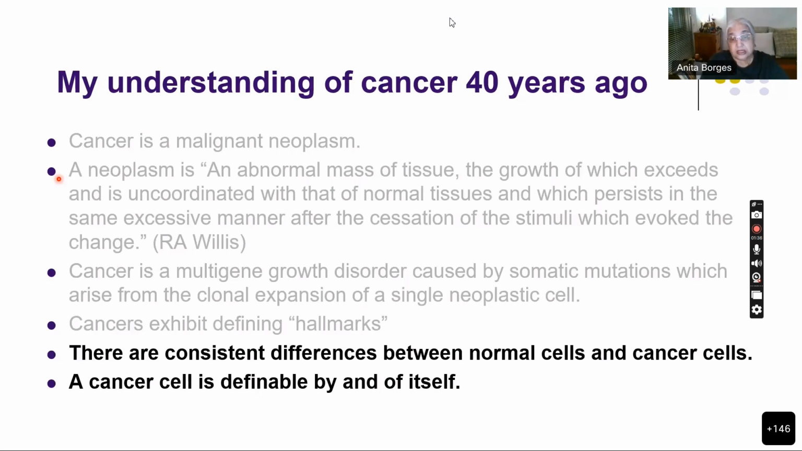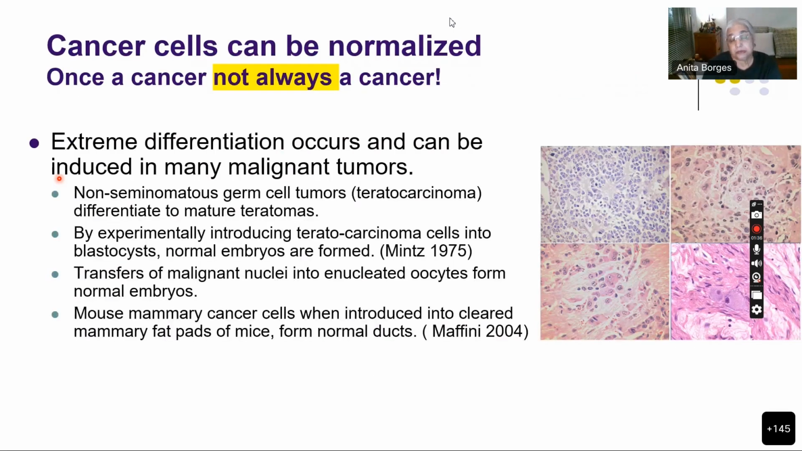Let us see. Can you tell a cancer cell from a normal cell, and can you do it by the ultimate test, and that is molecular makeup? All right. Well, if that's the case, then we have to answer this question. Once a cancer, not always a cancer. And I think all of us as pathologists have seen this.